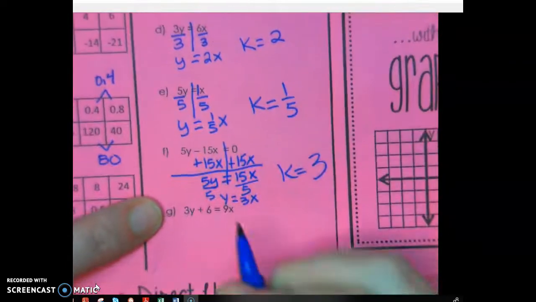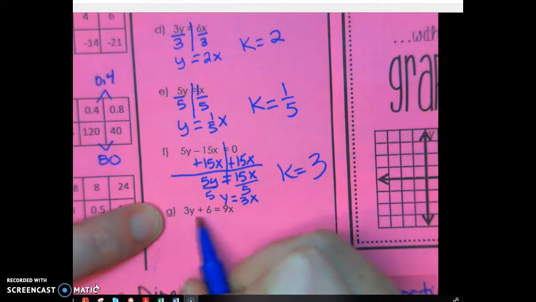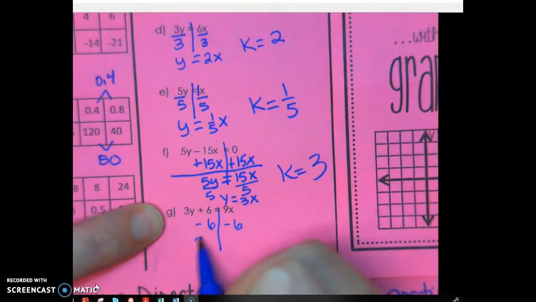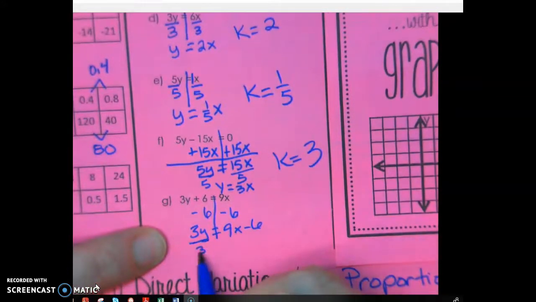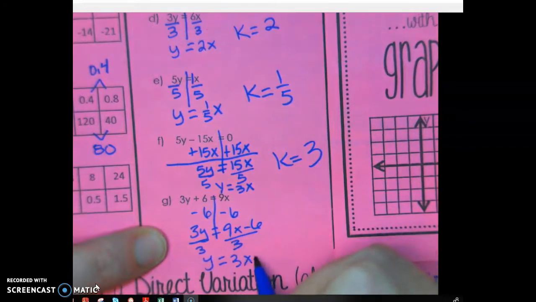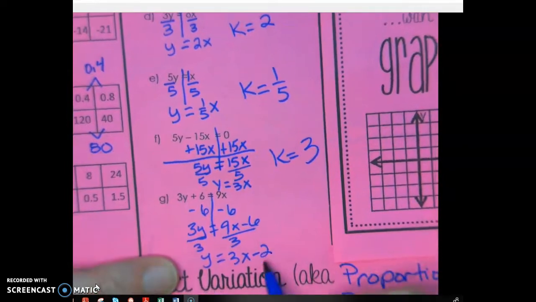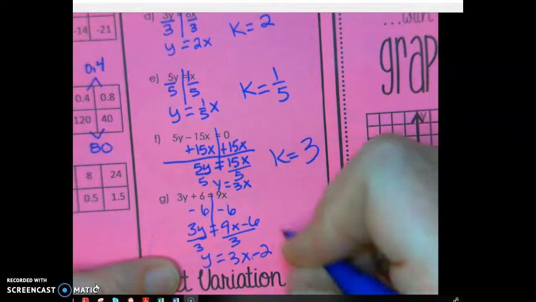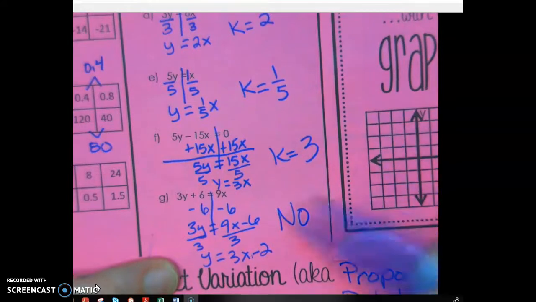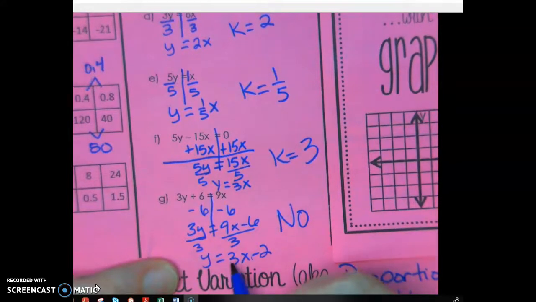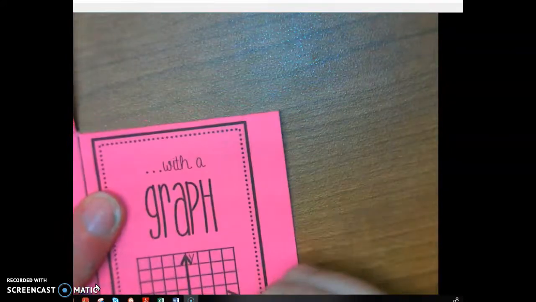All right, last one. I've got 9x. The 6 needs to go away because I need y by itself. Minus 6, minus 6. I get 3y equals 9x minus 6. Divide by 3. I get y equals 3x minus 2. Well, I've got extra stuff. So this one, after all that work, is still a no. You're looking for one-step equations: y equals coefficient and x. That's it.